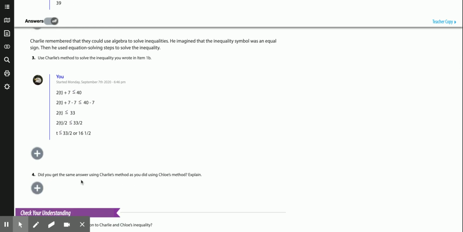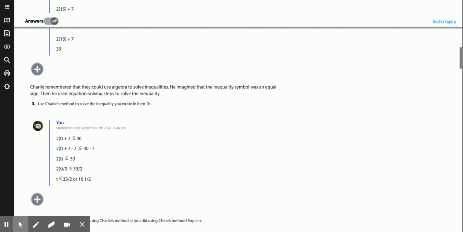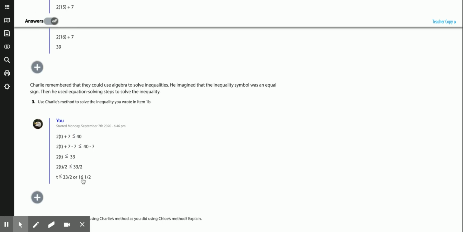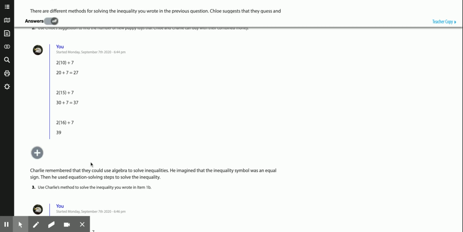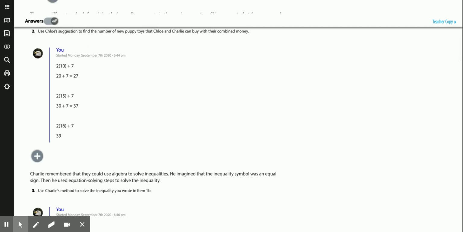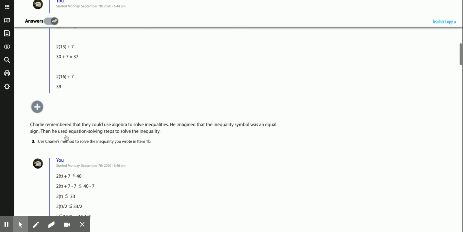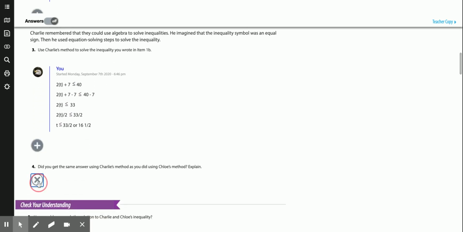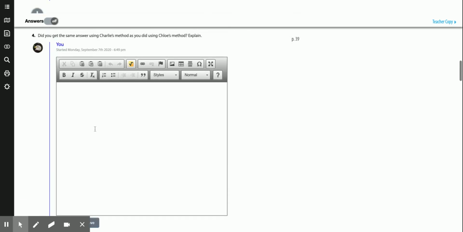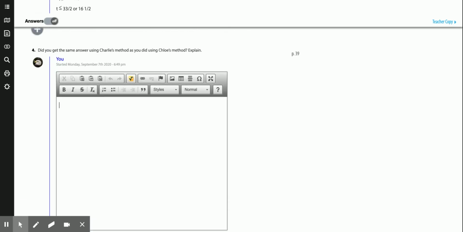Did you get the same answer using Charlie's method as you did using Chloe's method, and explain? We got a more precise answer here because we were able to keep up with our fractions and decimals, whereas we were just guessing. We could have guessed like the change would use like $16.50 probably, but right now using our algebra, we were able to quickly, is the key, get a more precise measurement. Using algebra.